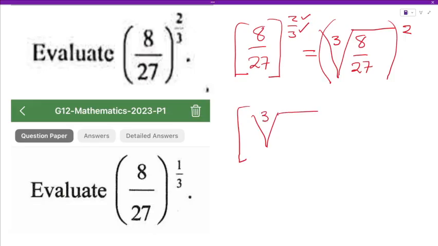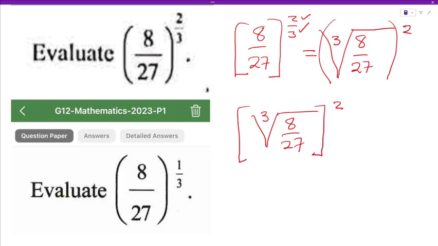The bottom number is a 3, it comes there. Inside the brackets you have 8 over 27. You close the bracket, and then the 2 goes outside. You have properly applied the law of fractional indices.